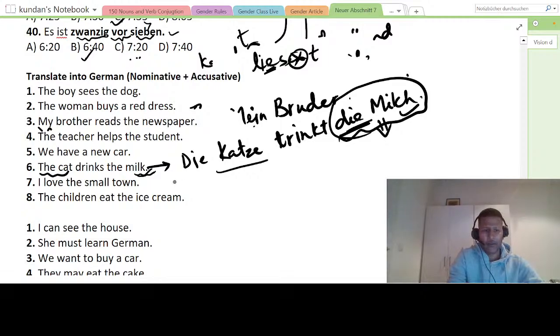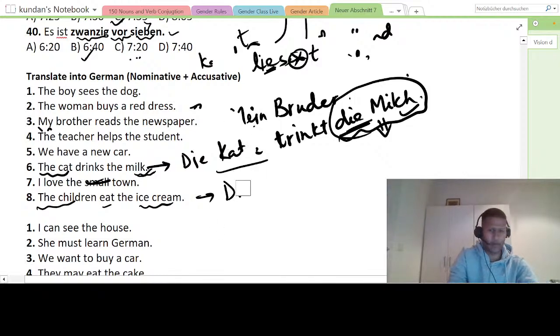What will change? Only masculine. So, I love the town. Let me see who has made it. Town is die Stadt and love is lieben. So the right answer is ich liebe die Stadt. Last one, let me see who has made it correct. The children eat the ice cream. I give you a little bit of time for this one. The children is die Kinder. Ice cream is das Eis. And eat is essen. Okay. So how will it change? Just make the sentence. Let me see who has made it. Yeah, so I see the right answer. Die Kinder. Let me rub this and explain why it is like that.